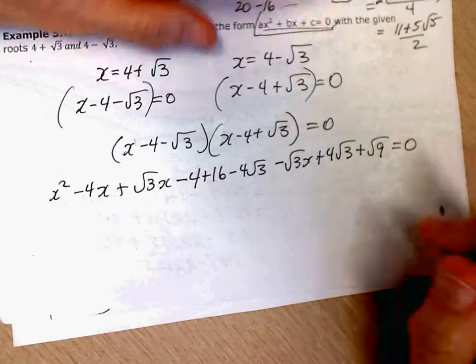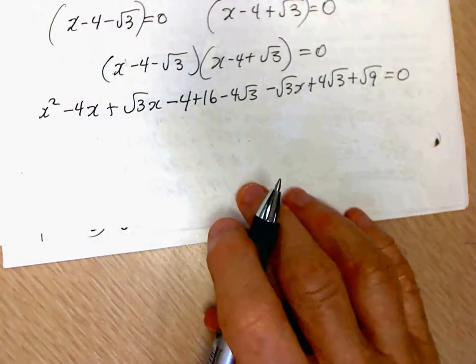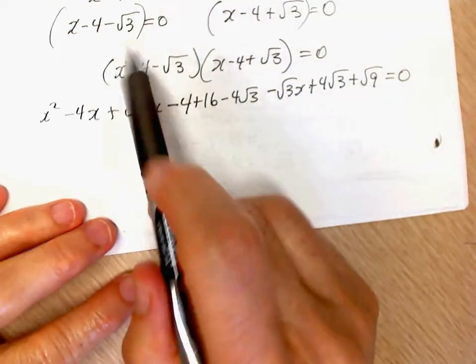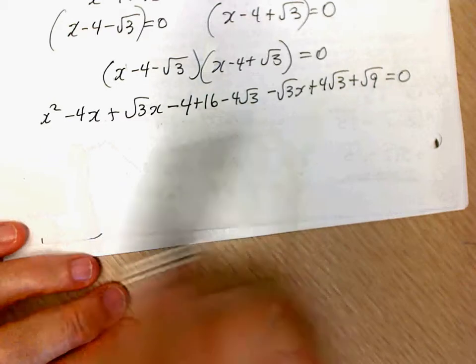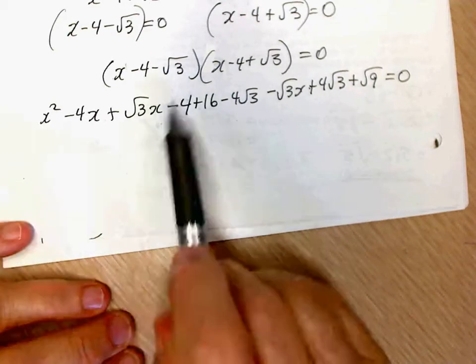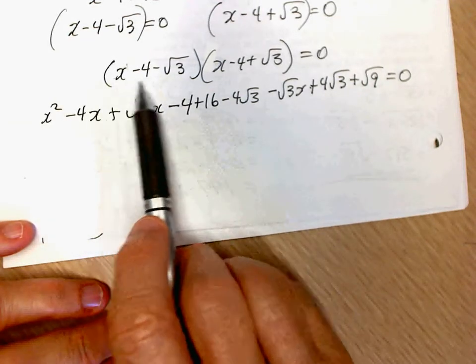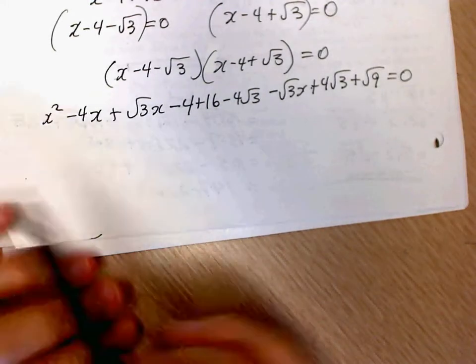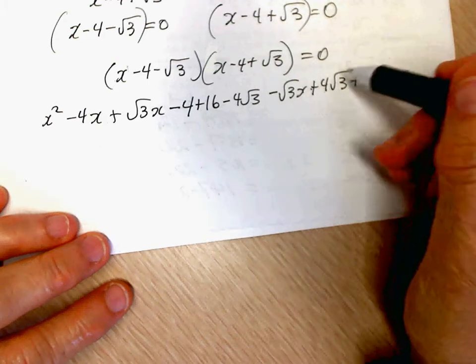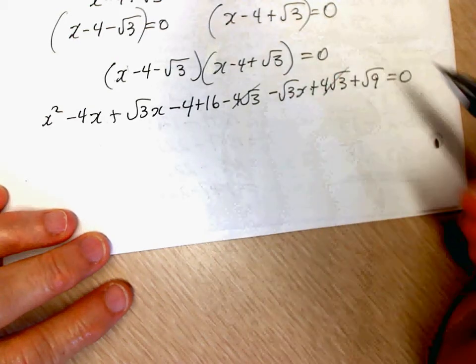We're just foiling. That times that is that. That times that. There's 9 multiplications here, because there's a trinomial times a trinomial. So notice 4 root 3 minus 4 root 3, root 3x minus root 3x.